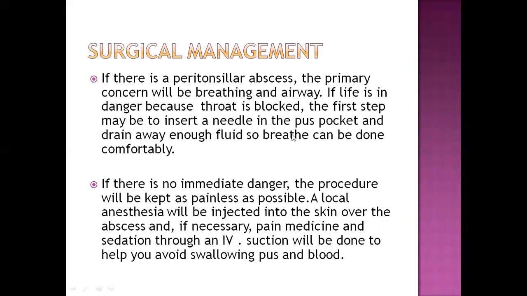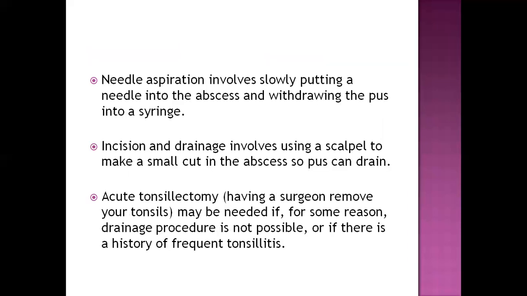Surgically, if there is a peritonsillar abscess, it can be managed by surgically resectioning the part. First, the surgeon inserts a needle in the pus pocket and then drains away all the particles from there. If there is no immediate danger, the procedure will be kept painless as much as possible, but still local anesthesia can be used to avoid the pain. During that suctioning, pus as well as blood might come outside. Also, needle aspiration can be done to withdraw the pus into a syringe.